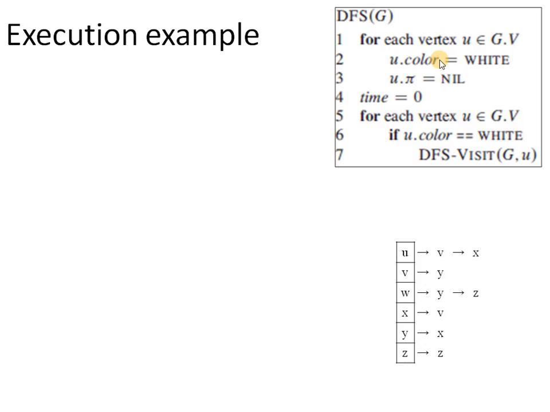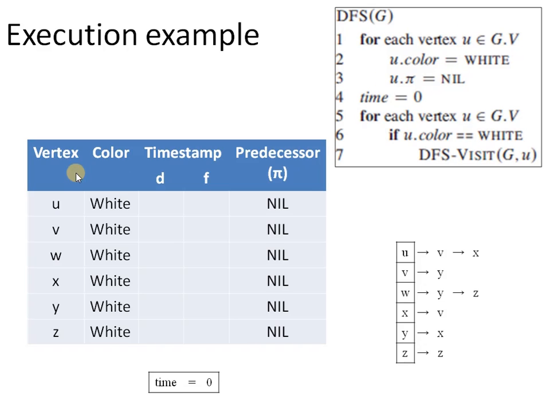Next, we have to initialize. That means we have to maintain 4 attributes corresponding to each vertex, and the color of all the vertices should be equal to white, and pi, the predecessor, should be equal to nil. Line number 1, 2 and 3. Plus we have taken a time parameter, initialize it to 0, and now we have to start. So let's say we are going to start with vertex U.